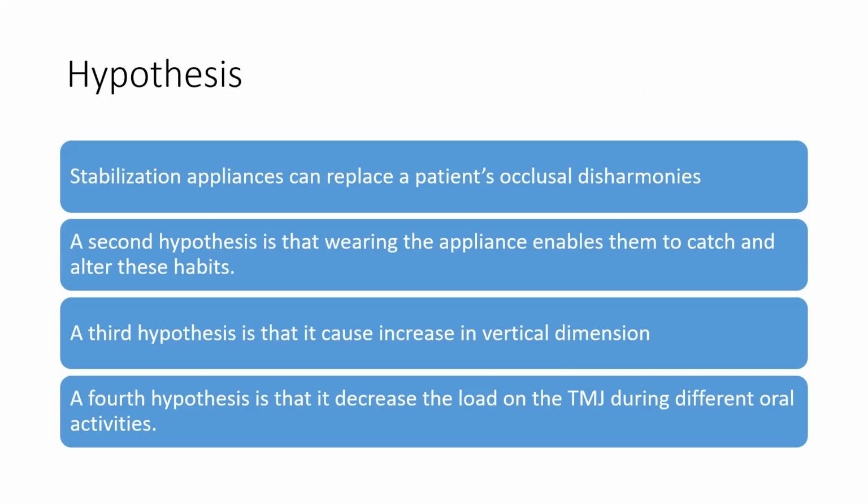So the first hypothesis of this stabilization splint is that it helps to replace the patient's occlusal disharmonies. The second hypothesis is that it acts as a reminder, that it helps to catch and alter the parafunctional habit of the patient. The third hypothesis is that it helps to increase the vertical dimension of the patient. And the fourth hypothesis is that it helps to decrease the load on the temporomandibular joint during oral activities.